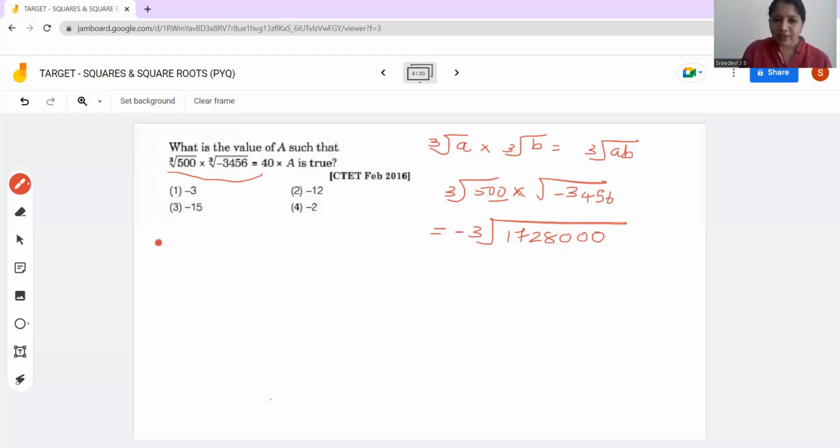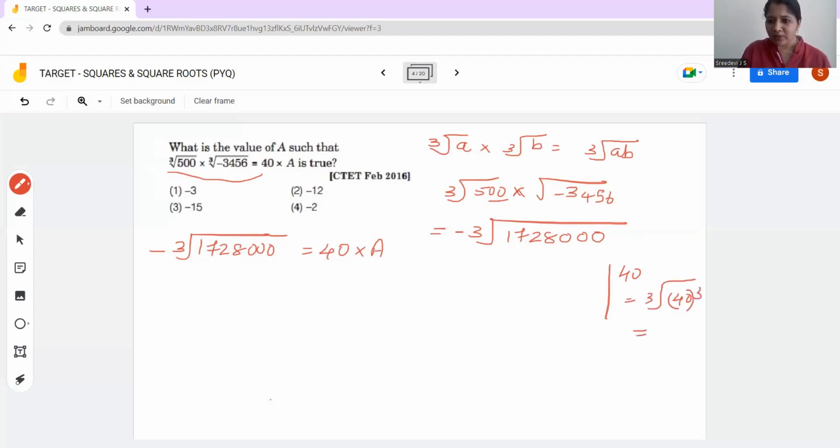So now we can replace that: minus cube root of 1728000 is equal to 40 into A. From this, I'm going to separate this 40, and this will come to the denominator. So everyone, can I write 40 as cube root of 40 cube? If I write cube root of 40 cube, what is the answer? 40 to the power 3 by 3, right? Cube root means 1 by 3, the whole cube means 3, so 3 by 3 will come. So 40 to the power 1, that is 40 itself.